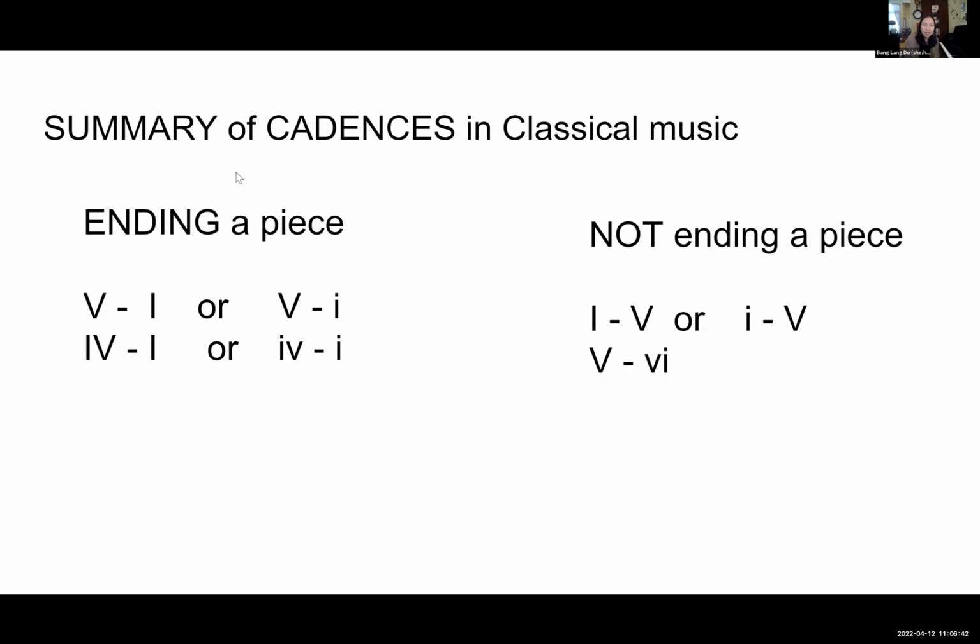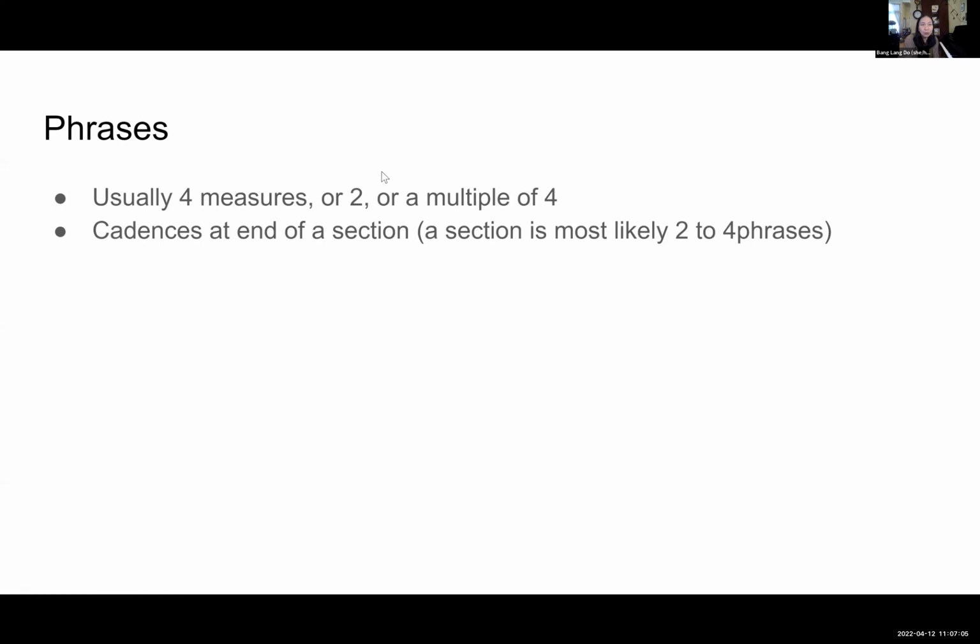Cadences in classical music that end the piece would be 5-1 or 5-1 minor, 4-1 or 4 minor, 1 minor. Not ending a piece, you can have something to 5 major or a minor chord to 5 if you were in a minor key. So I'm just basically repeating that. Now, what are phrases? You need to know the concept of phrase before you start chording your melody. Usually phrases are in 4 measures or even 2 sometimes, or multiple of 4. Sometimes you can find 6, like 4 plus 2. A phrase would be 6 bars.